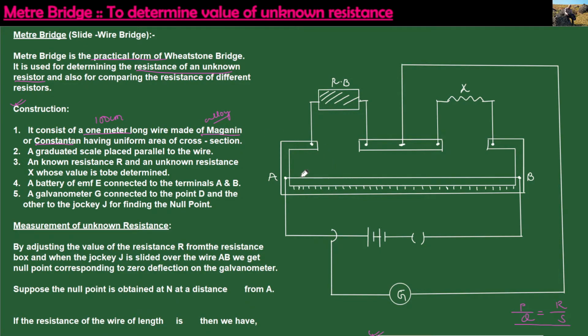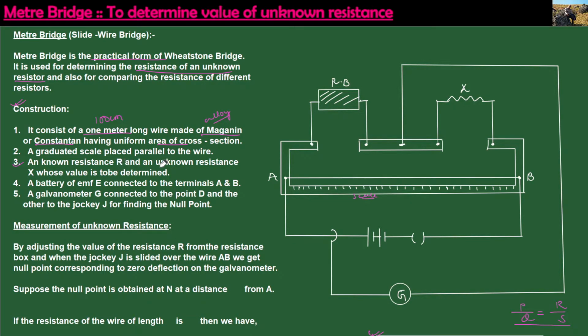This wire AB is made of an alloy such as manganese or constantan, and it should have a uniform area of cross section. Over here we have the graduated scale, and on this scale we can find out the readings. We also have a pencil jockey with which we can find the balance point.